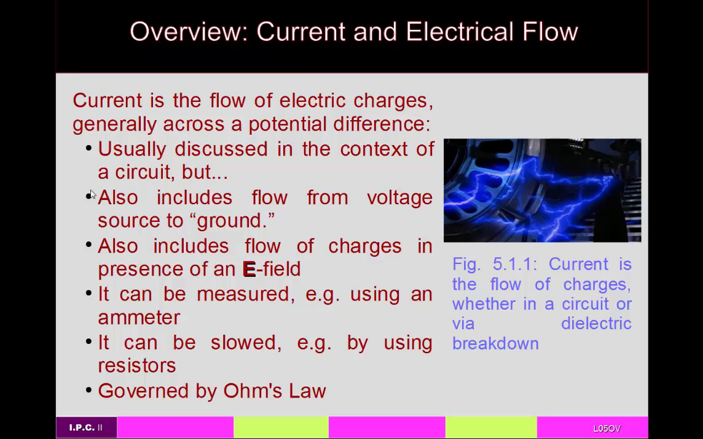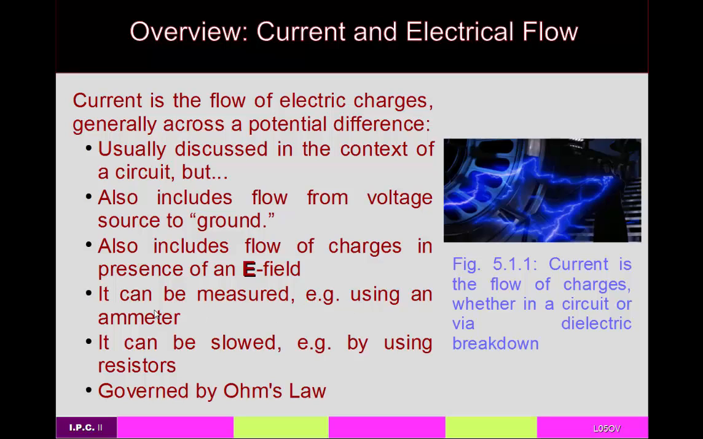For example, you have electrons and the positive charge carrier holes flowing in opposite directions along a wire. However, you can also get current as flow from a voltage source to ground. So in a sense, there is electrical current in a lightning strike. We basically are going to look at this in the context of charges moving both across potential differences and also moving along an E field line, or moving in the presence of an E field, I should say.